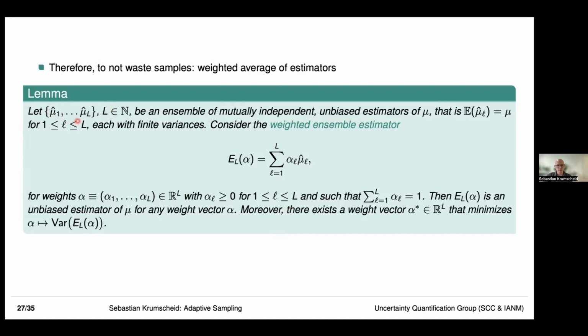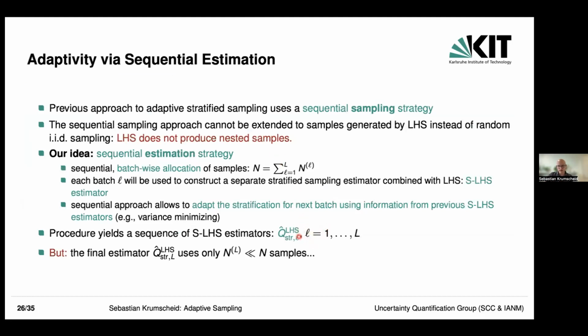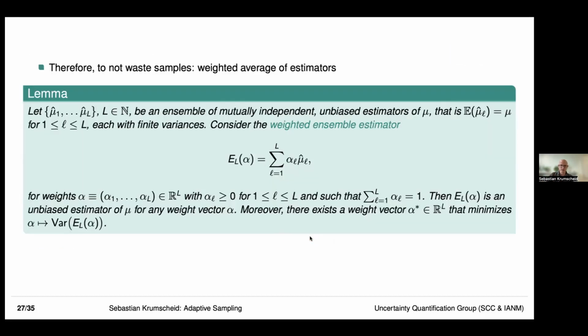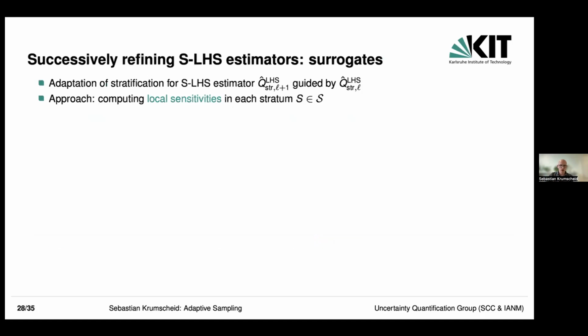So if you have a bunch of estimators, all unbiased, then we could look into these weighted ensemble estimators. We try to find those weights alpha_L such that this estimator here has minimal variance. So it's a constrained optimization problem that you can solve. You can find the optimal alpha values by combining this. And this gives us at least one approach to not waste samples that we have already computed when we started our sequence of estimators, right? So they will still contribute. Okay.